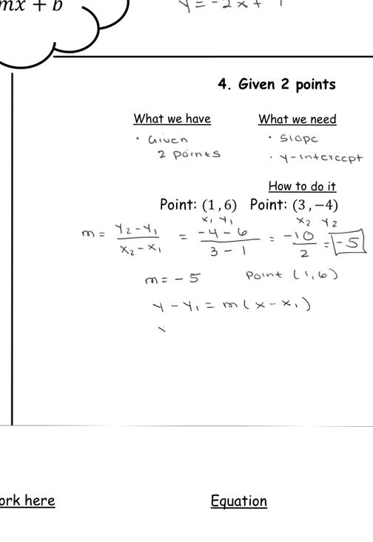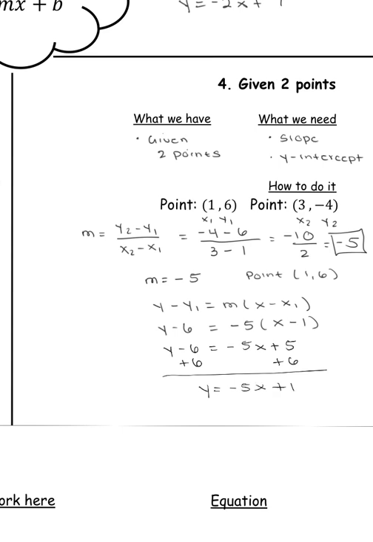Now I'm going to plug in. y minus, we have 6 as my y value, is equal to -5 times x minus 1. Over here with y minus 6, I don't need to simplify anything, but I do need to distribute on the right-hand side. So I have -5x plus 5. Then we're going to add 6 to both sides, and y is equal to -5x plus 11.